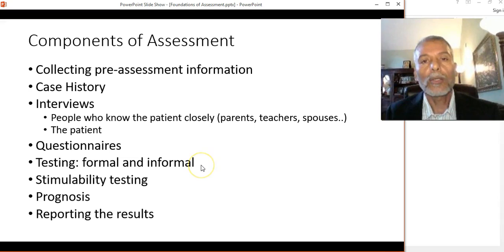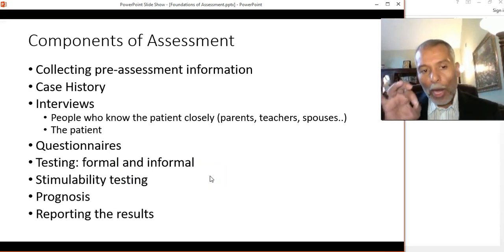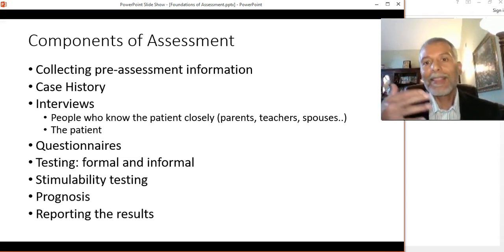Anything that is going to have an effect on the interpretation of the scores that can help you make a diagnosis. And then the testing part. That part is when you ask the patient the questions, like questions about the skills.